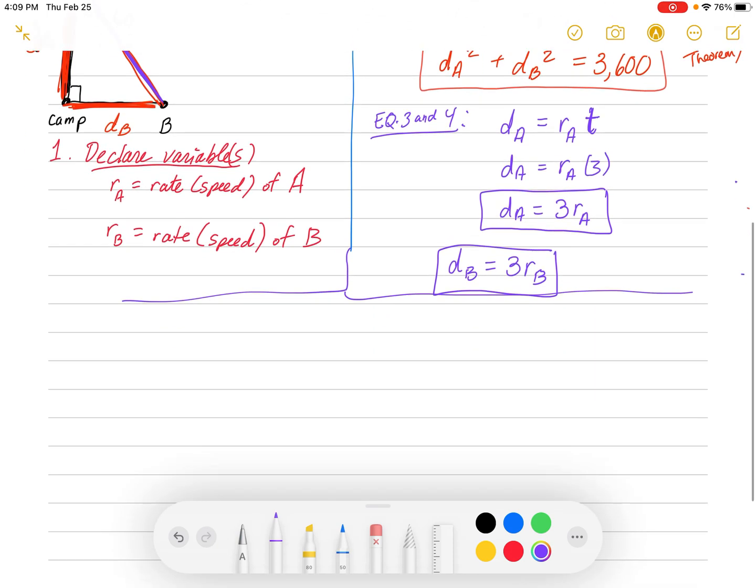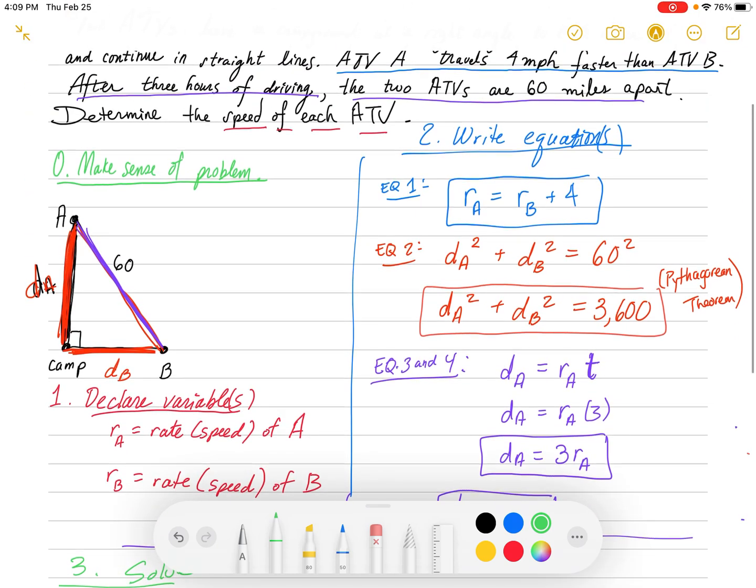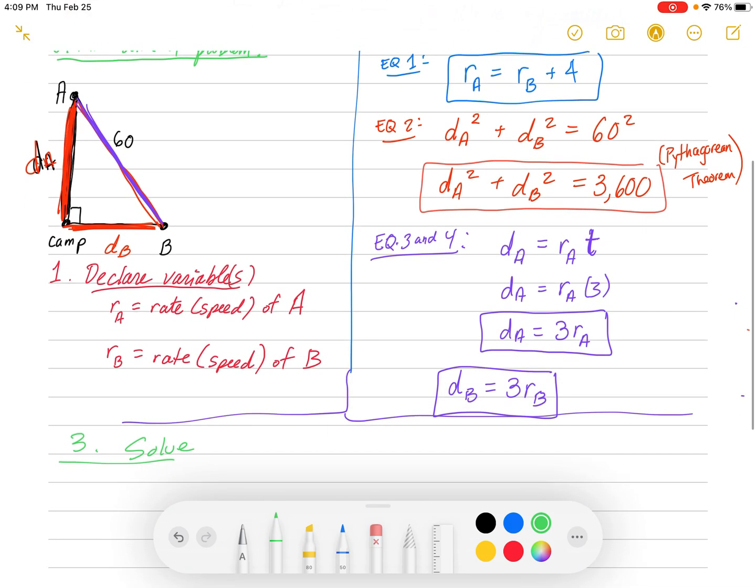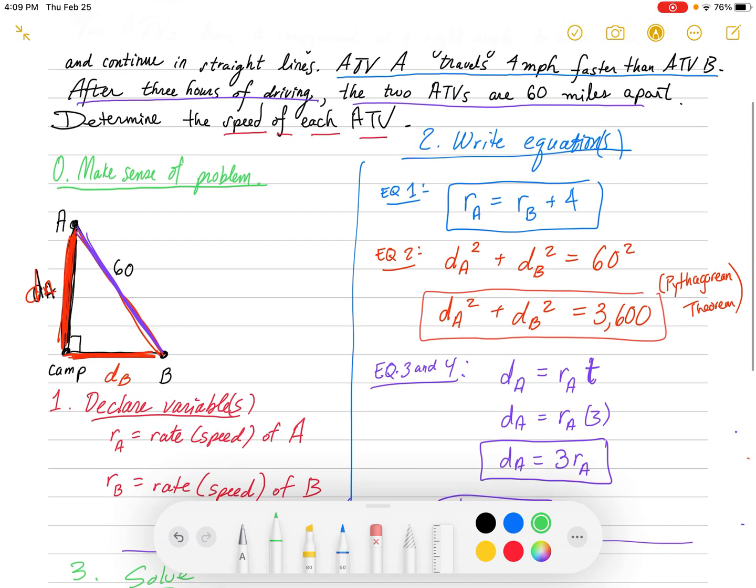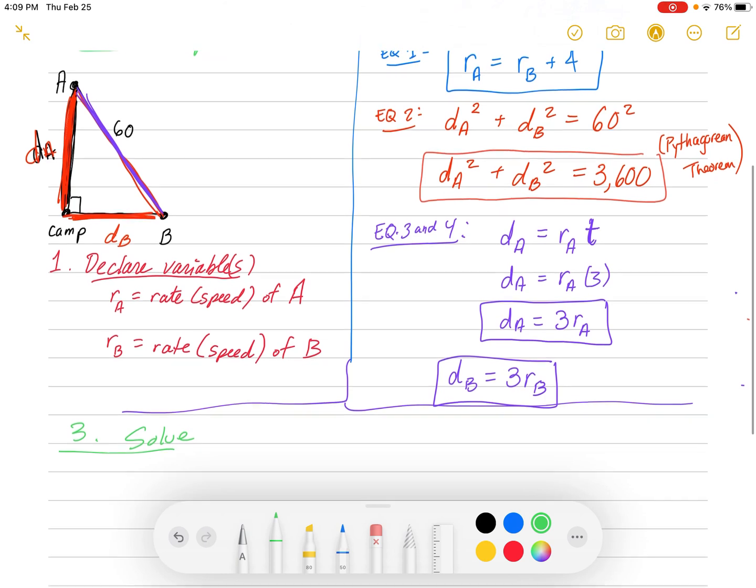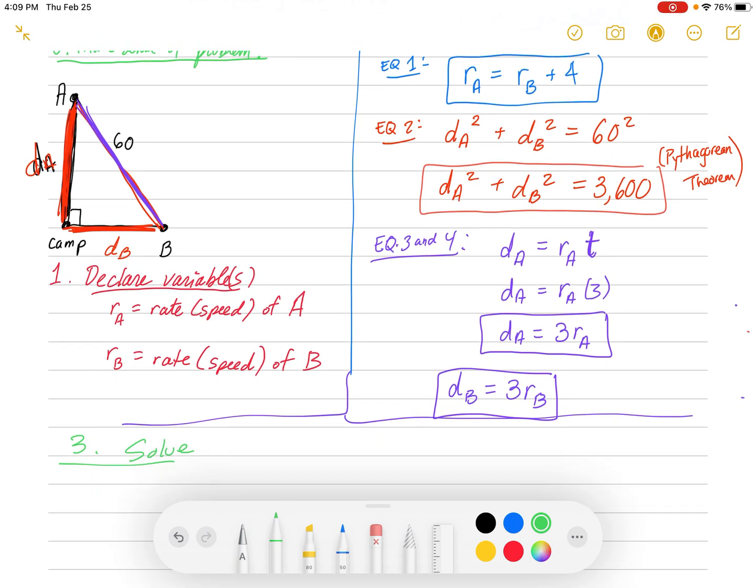Okay, so we want to put all these equations together. We want to solve this. So let's solve this. This will be step 3. So step 1 was declaring our variables, rates, RA and RB. Step 2 was writing these 4 equations. Step 3 is going to be to solve this.